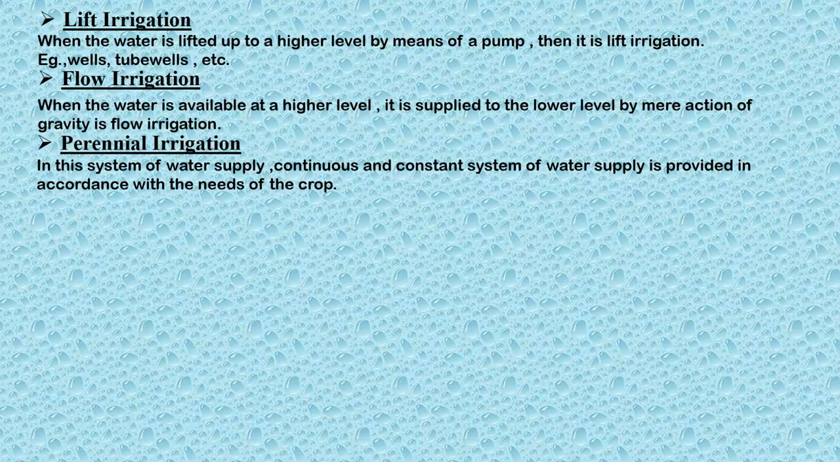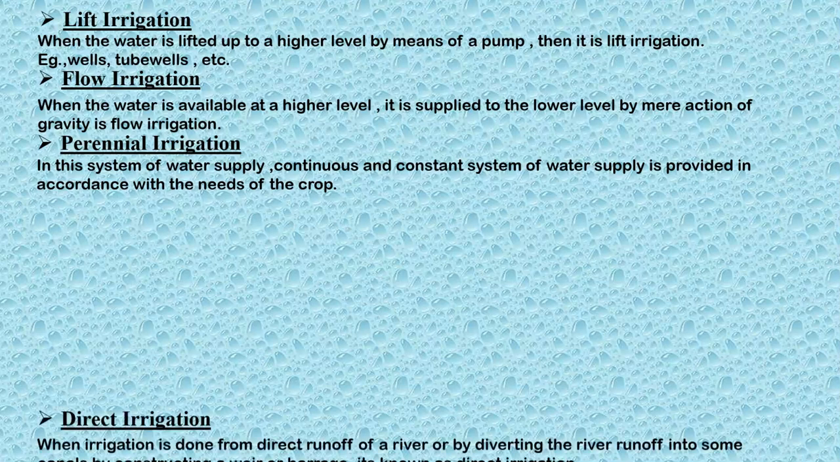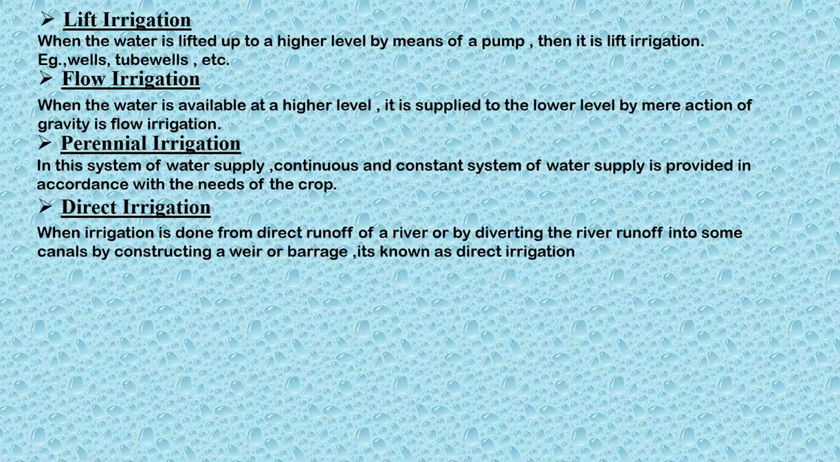Number 3, perennial irrigation, which is another classification of flow irrigation in the system of water supply. Continuous and constant system of water supply is provided in accordance with the needs of the crop. Number 4, direct irrigation. When irrigation is done from direct runoff of a river or by diverting the river runoff into some canals by constructing a weir or barrage, it is known as direct irrigation.